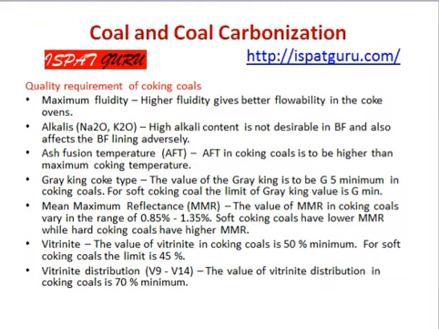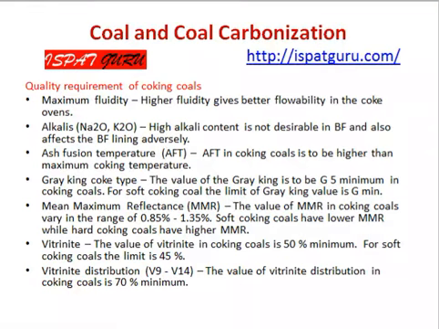Alkalis: high alkali content in the coke is not desirable in blast furnace and also affects the blast furnace lining adversely. Ash fusion temperature, AFT, in coking coals is to be higher than the maximum coking temperature. Roga index: the value of Roga index is to be 65 minimum in coking coals. For soft coking coal, the limit of Roga index value is 50 minimum.